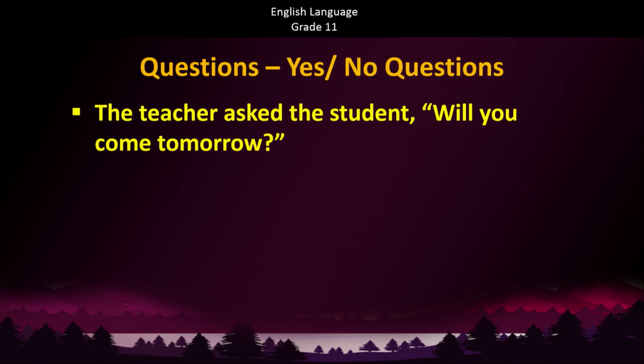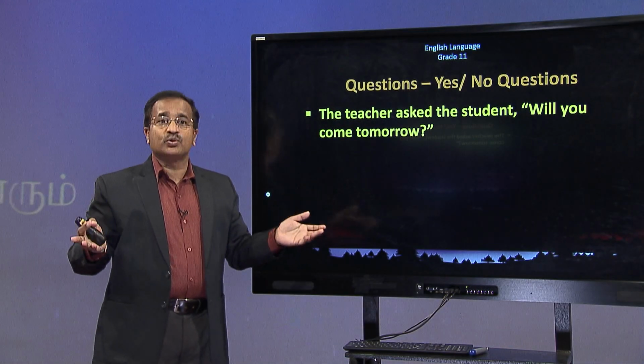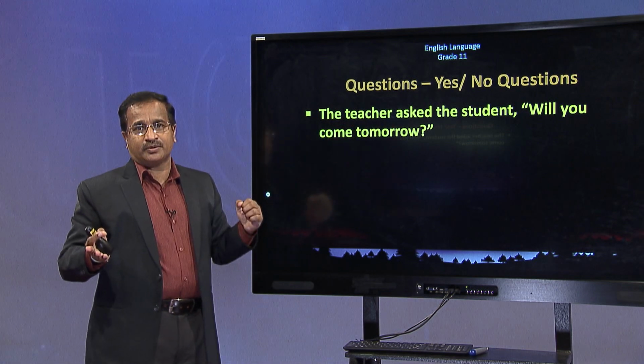Look at this sentence. Look at this question. Will you come tomorrow? The teacher asked the student, will you come tomorrow? Why do we call it a yes no question? Look at the answer. If I ask Nirmala, will you come tomorrow? No, I won't. Okay. So, the answer will be either yes or no. If the answer for the question is either yes or no, we call such questions yes no questions. Now, this is a yes no question, right?